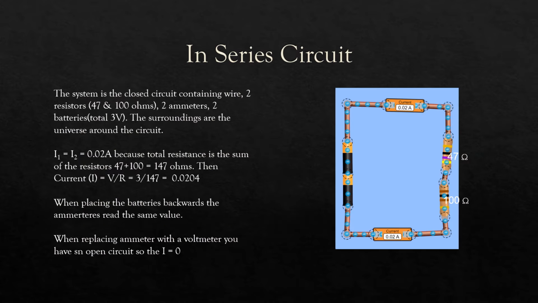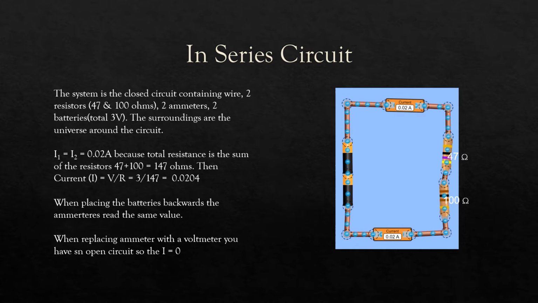In this part of the experiment, we experimented with two resistors, 47 and 100 ohms, two ammeters, two batteries totaling 3 volts, and the surroundings, which are just the universe around the circuit. The calculated current was 0.02 amps, because total resistance is just the sum of the resistors, and then the current is equal to the volts divided by the total resistance, which is where I got my value.